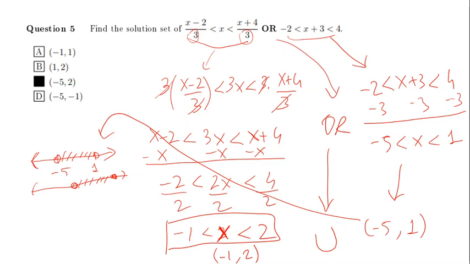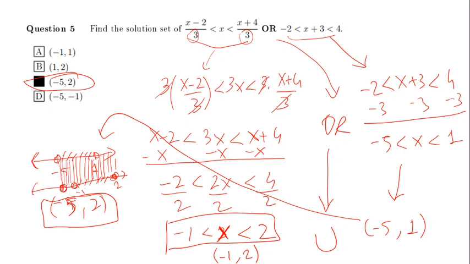So what is the union? You take all these. It starts from minus 5 and ends at 2. Because the other set was minus 1 to 2, the whole thing starts from here and ends here. So the union will be all of them. It's minus 5 to 2.